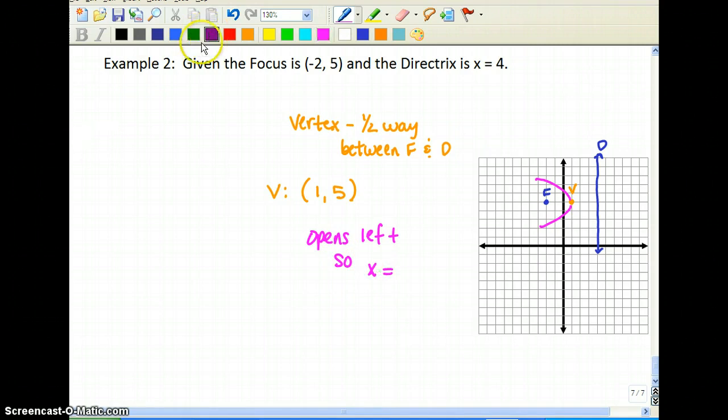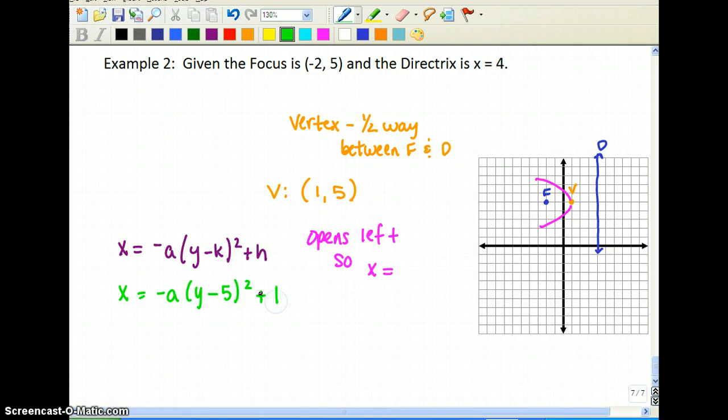So we're looking for x is equal to, it's going left, so it's negative a, y minus k squared plus h. Remember, y and k are always partners. So now we should be able to plug in our vertex. So x is equal to negative a, y minus 5 squared plus 1. Again, this is h, k. So you gotta make sure you put those in the right spots.